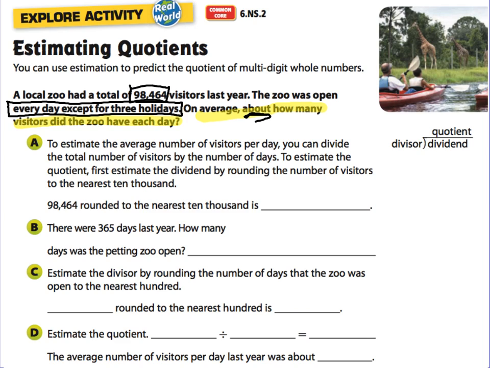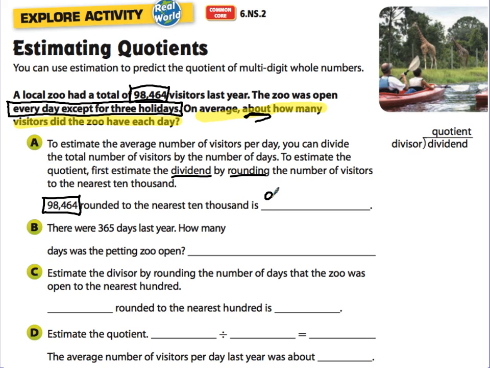So to estimate the average number of visitors per day, we're going to divide the total number of visitors by the number of days. Then that's how to find the average, but then to estimate, you're going to estimate the dividend by rounding, and then you'll also estimate the number of days. First and foremost, we're going to work with the dividend. The dividend is what is being divided. So the number of people that we had is what's being divided. That's the dividend. And so we're going to round it to the nearest 10,000.